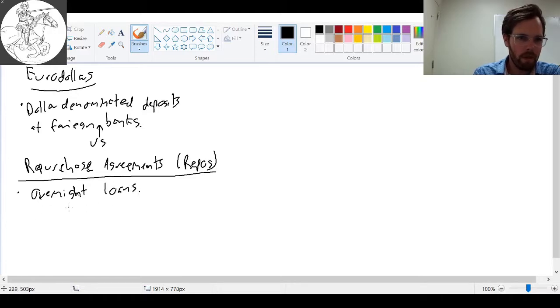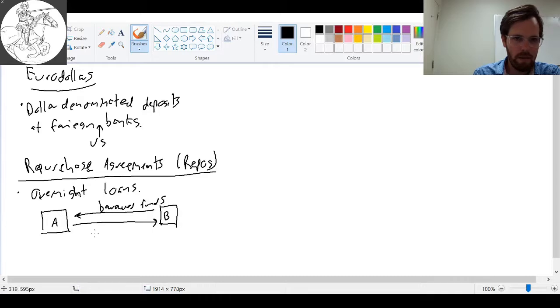And so how these work is, let's just say you have A and then you have B. A will borrow from B, so these are borrowed funds, and then the next day A will pay back at a slightly higher rate, a slightly higher amount. And this is determined by the repo rate.